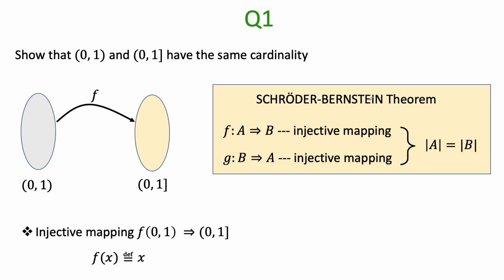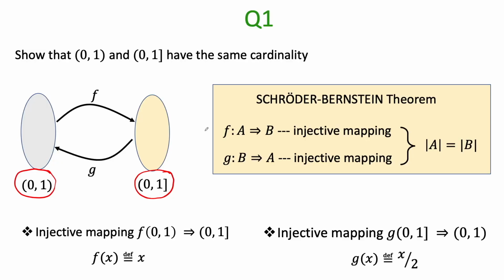Clearly this mapping is an injective mapping from this set to this set, because if you take any two different real numbers x and y, the corresponding images will be x and y, and they will be different, and they will be in the range which is allowed as per the function f. So your domain is not allowed to have the numbers 0 and 1, and so are the images.